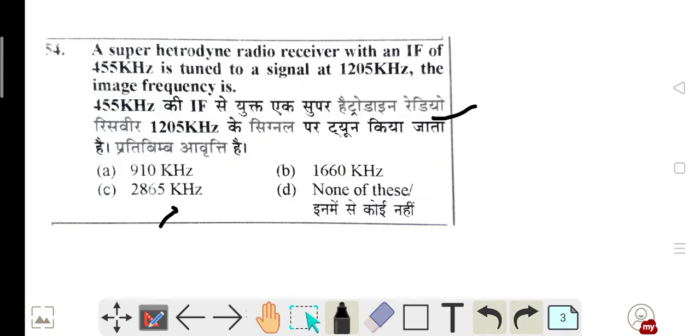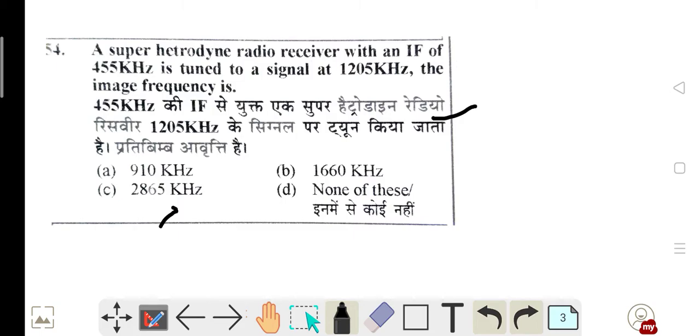So next one is from the transmitter and receiver section. A superheterodyne radio receiver with an IF of 455 kilohertz, IF means intermediate frequency, is tuned to a signal at 1205 kilohertz. The image frequency is, it is asking for the image frequency. What is the image frequency?